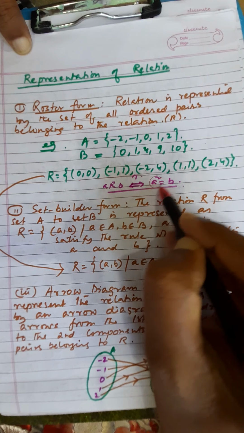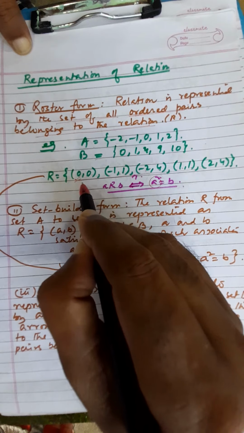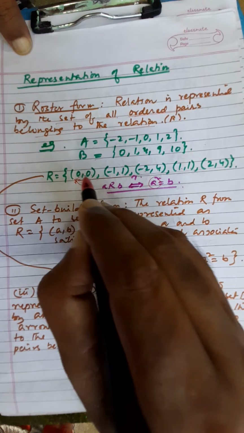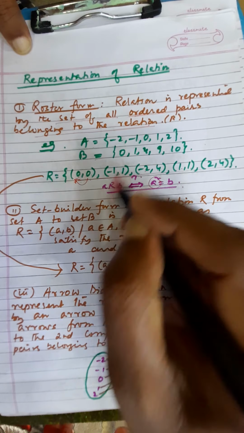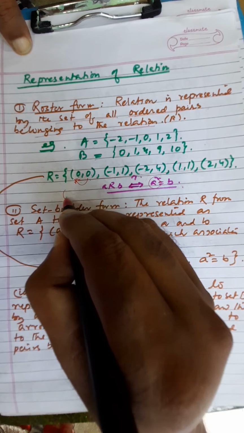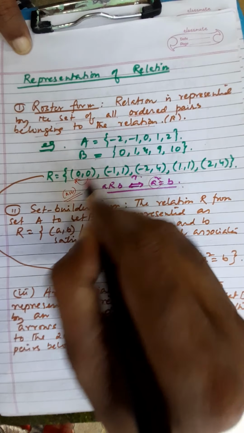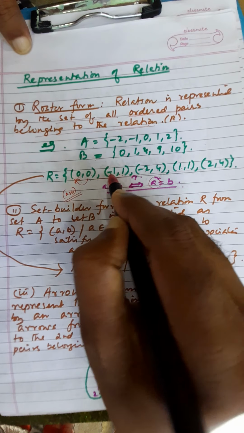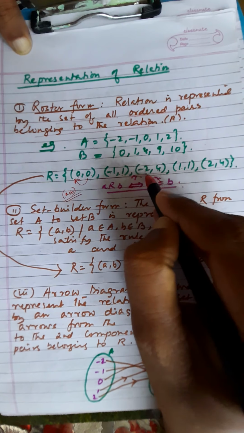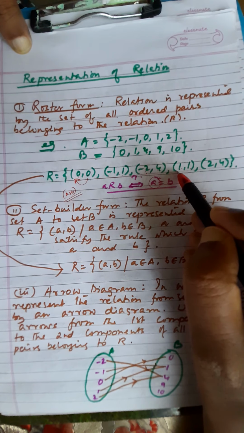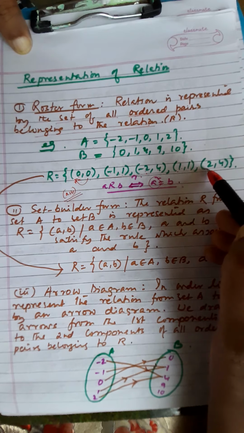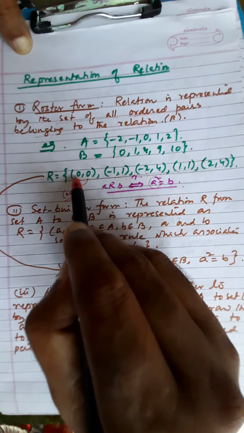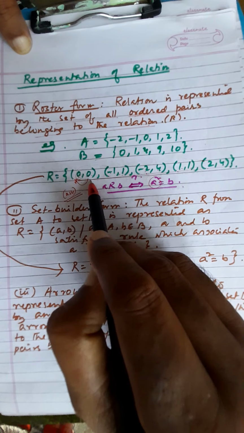What is the relation? The second one is the square of the first one. B is equal to A square, that is, (a, b) with b equal to a square. So 0 is 0 square, 1 is (-1) square, 4 is (-2) square, 1 is 1 square, and 4 is 2 square. So all are written as ordered pair elements, that is roster form.